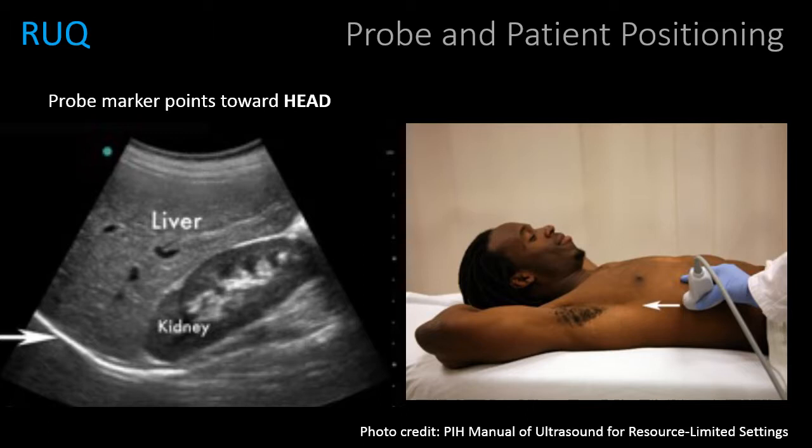And then you can just adjust your probe as needed to obtain this view where you can see liver, kidney, and then the diaphragm. The arrow in the picture on the left is pointing towards the diaphragm there. So that's the canonical view you want to obtain.